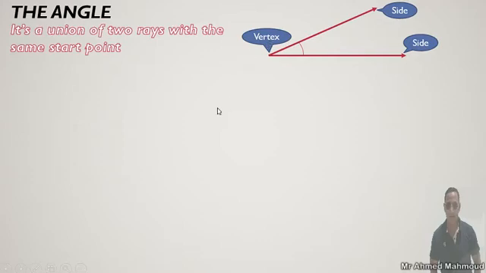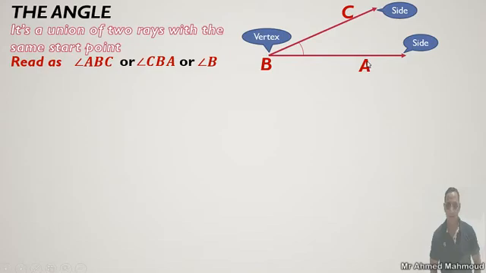Now to read the angle, we are going to write the letters like this, A, B, C, or any other letters. To read the angle, we write the vertex in the middle. We can read it as A, B, C, or C, B, A. Angle ABC or angle CBA or angle B.